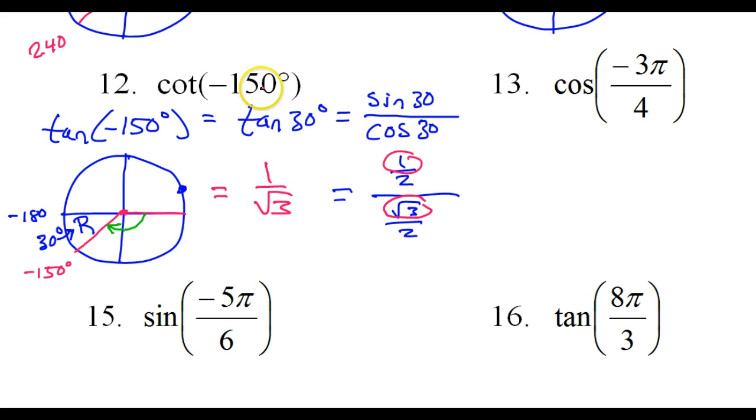Okay, but cotangent is the reciprocal. So that's just going to be radical 3. Okay, because you got to do the reciprocal. So that's number 12.